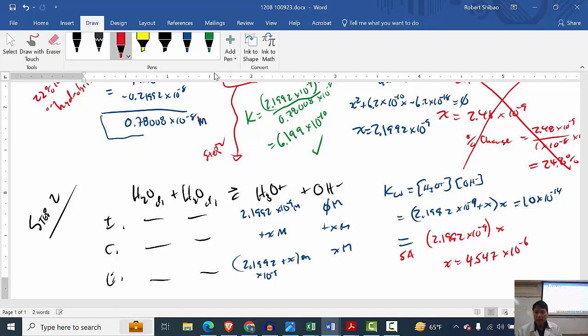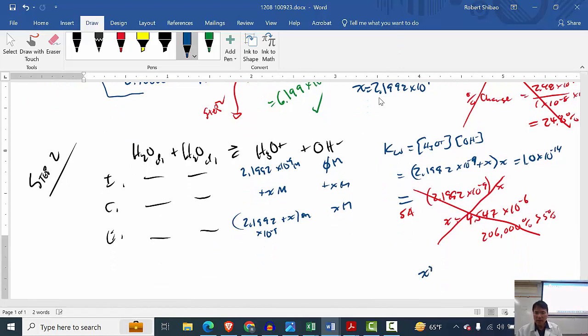All right, when we look at it, the change is bigger than the initial. So there's no way this is going to work. In fact, if we calculate the percent change, that's the change divided by the initial, which was 2.1992 times 10 to the minus 9, times 100. And this gives us 206,000%, which is way more than our limit. And so SA failed. And therefore, we have to use a quadratic.